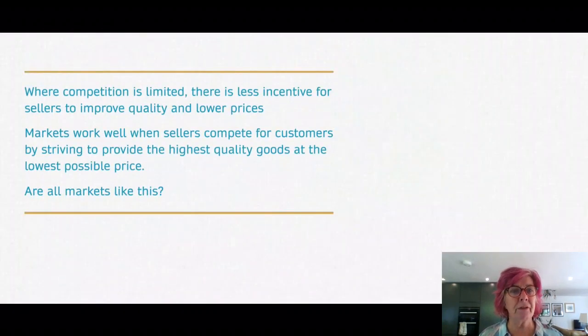So competition is very important. Where it's limited, it means there's less incentive for sellers to improve the quality of the goods and services they're offering, and there's less incentive for them to lower their prices as well. Markets are at their best when all the different businesses, all the sellers are competing for their customers. And they do that by trying to provide the highest quality goods at the lowest possible price.